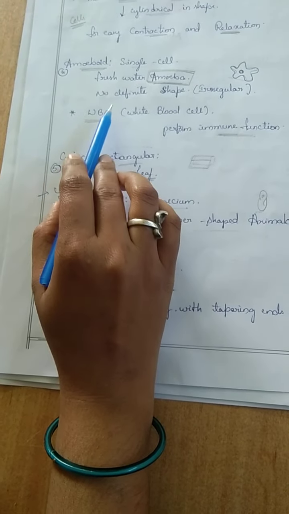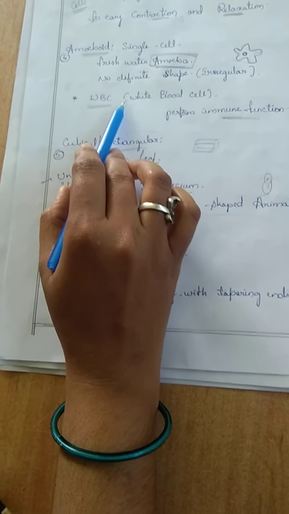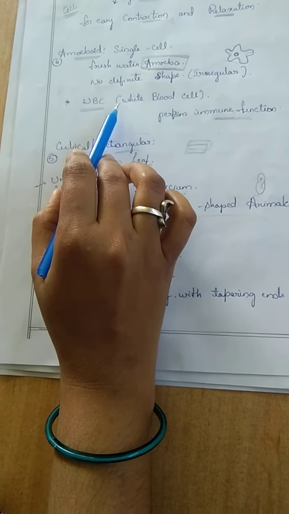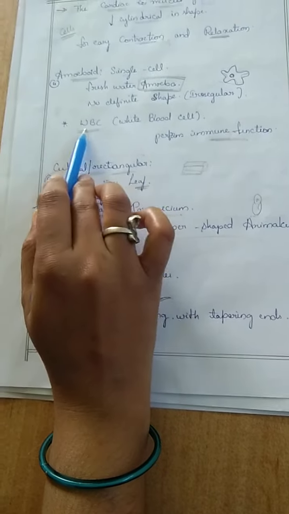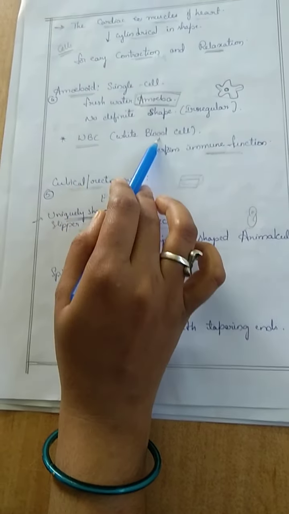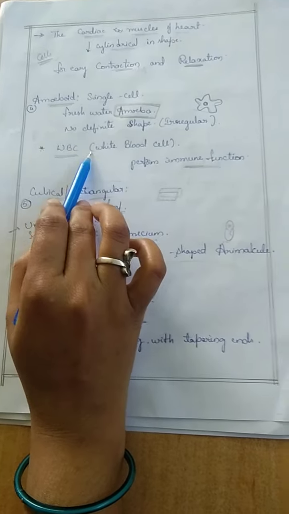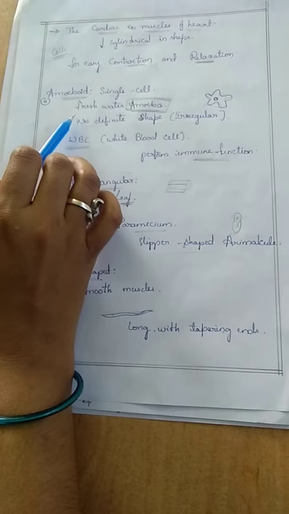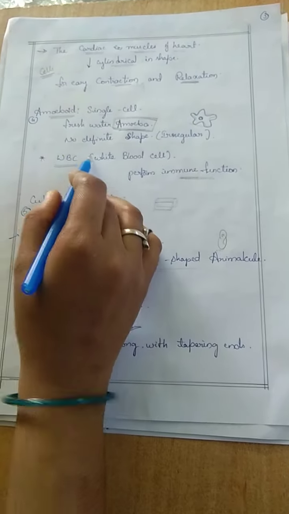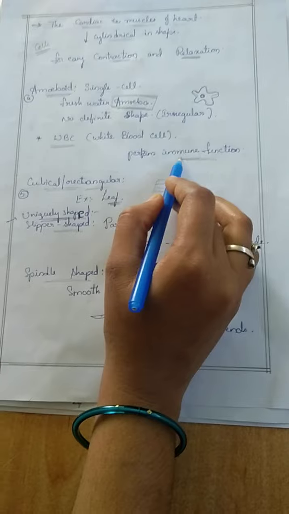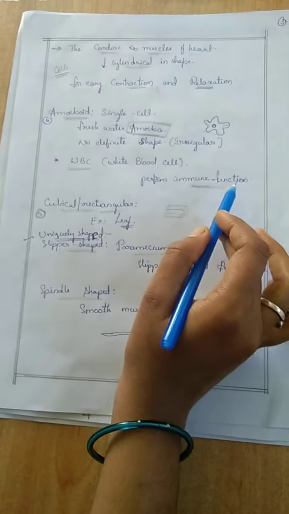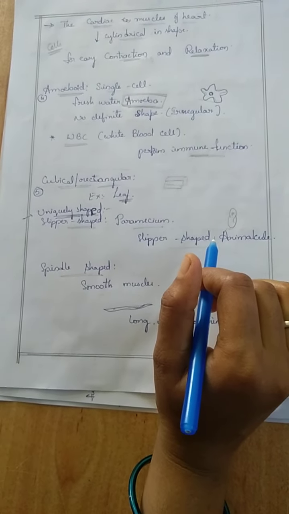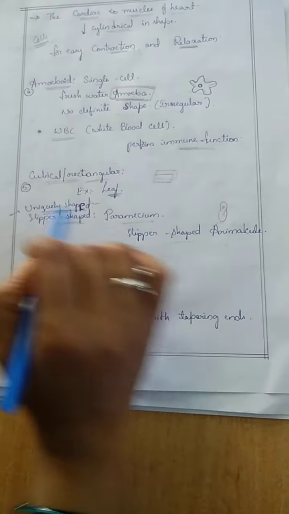And in our body there are white blood cells. We all know that in our body there are 3 different types of blood cells: RBCs, WBCs, and blood platelets. So these WBCs, white blood cells, also have an amoeboid shape. Nothing but they have no definite shape. The function of these WBCs is to perform immune function. And these WBCs are also known as the policemen of our body. Why? Because they give protection to our body.